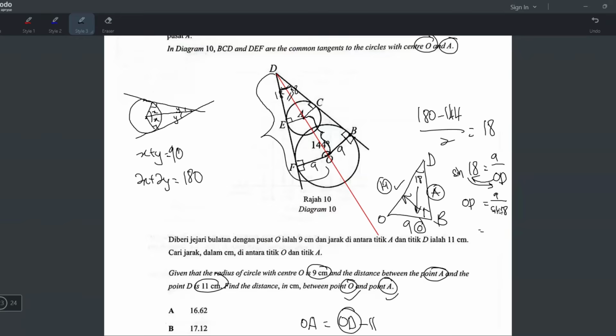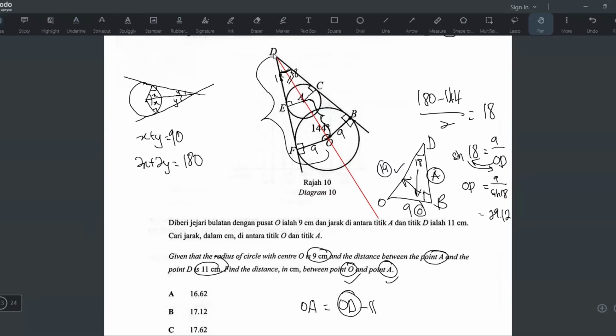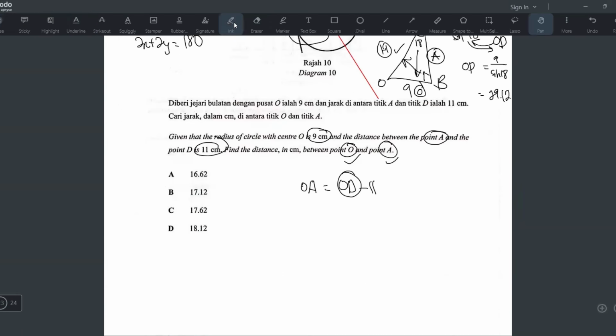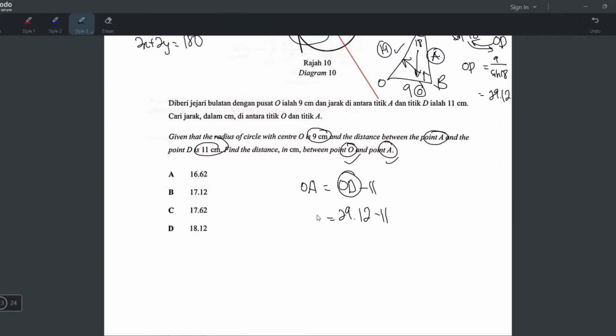Okay, saya dapat 29.12. But that's not the answer. 29.12 is OD, which is the whole line. I only want OA. So you have to minus with 11. Yeah, because 11 is here, right? So 29.12 minus 11 will give you 18.12.